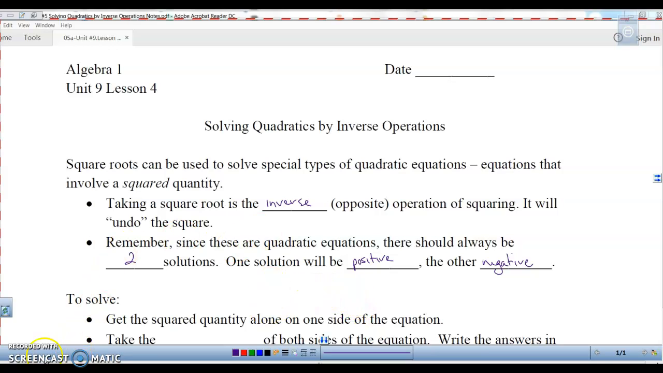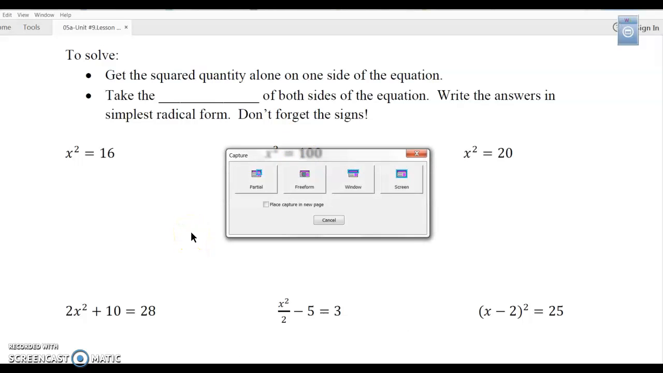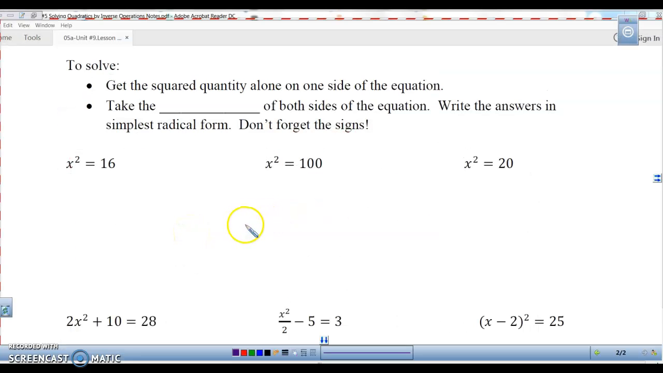Okay, so let's look at how we solve a quadratic equation. To solve a quadratic equation is pretty simple. You basically do the same thing you would do when you're solving a linear equation. You want to get the x by itself. So in this case, to solve, you want to get the squared quantity alone on one side of the equation. All right, once you do that, you would take the square root of both sides of the equation. What you do to one side, you have to do to the other. All right, and then write the answers in simplest radical form, and don't forget the signs.